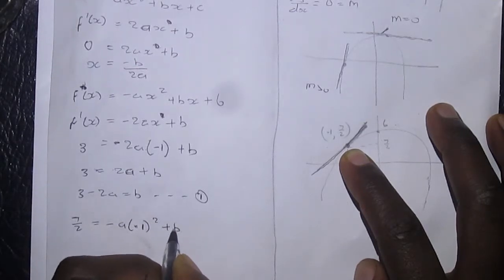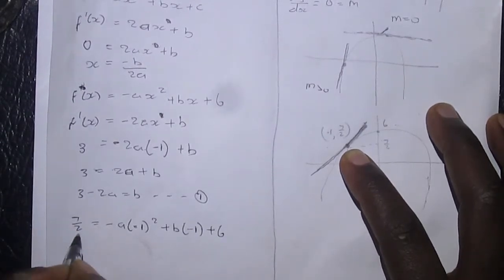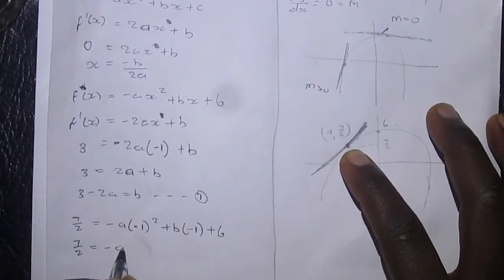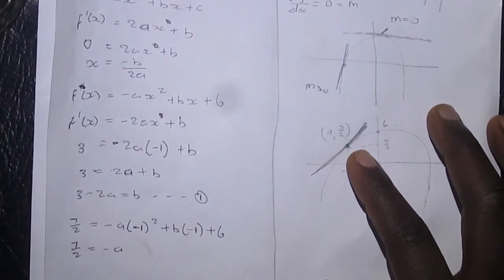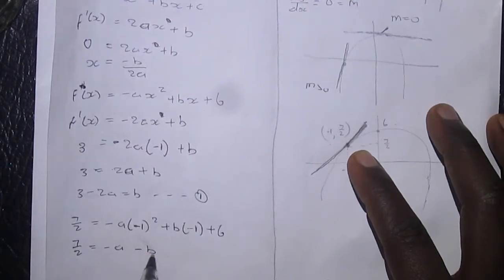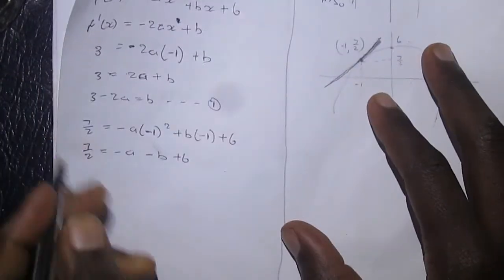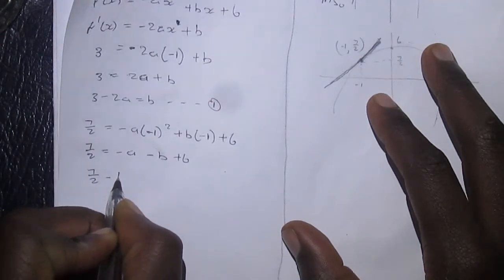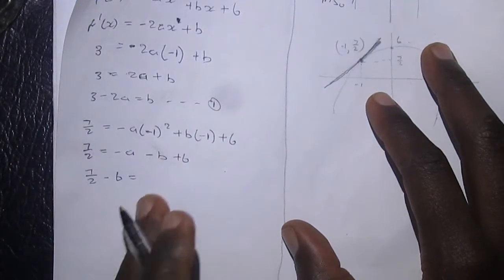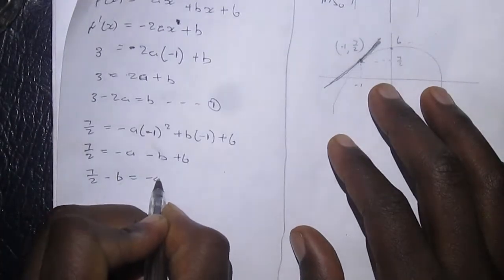squared plus b times minus 1 plus 6. Okay, now 7 over 2 is equals to minus a, because negative 1 squared, anything squared is gonna be 1. 1 times negative a is gonna be negative a, minus b plus 6. So I can also rewrite this as 7 over 2 minus 6 is equals to, you take a 6 to the other side, minus a minus b.